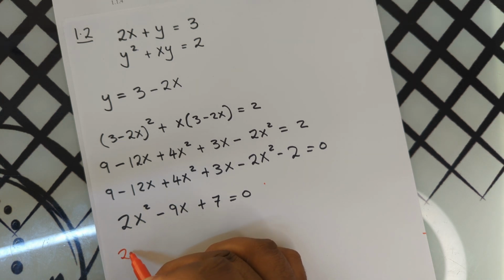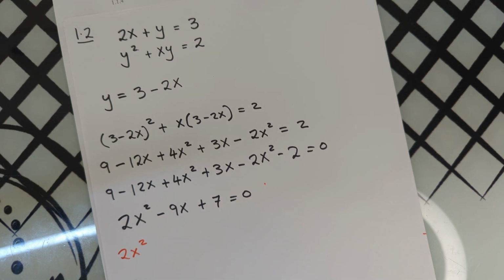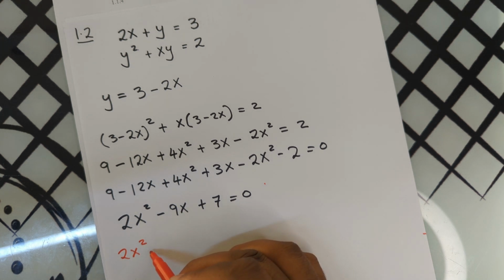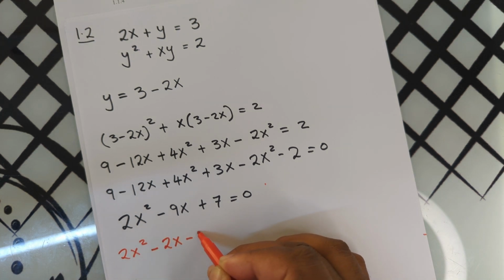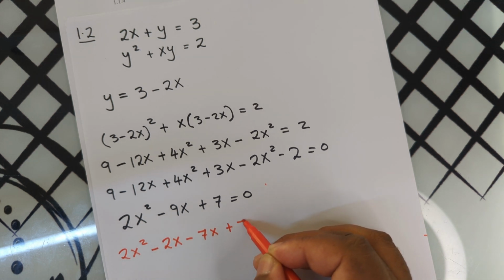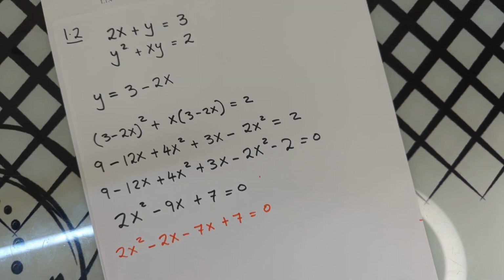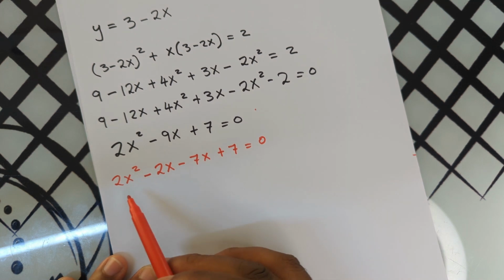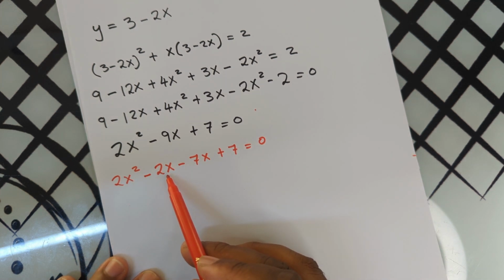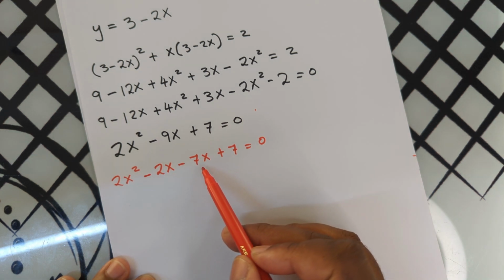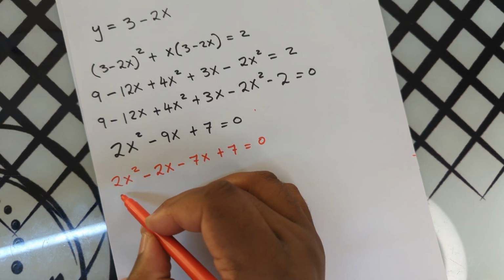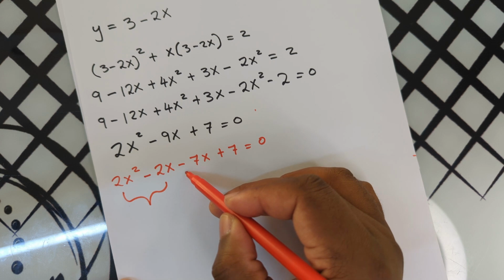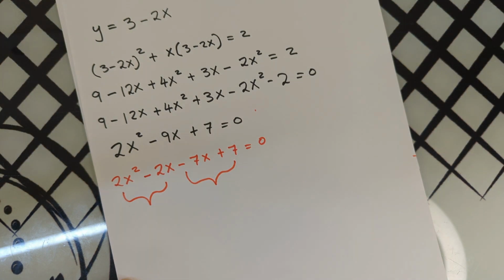So we are going to say 2x to the power 2. So we have negative 7 and negative 2, or negative 2 and negative 7. The order doesn't really matter in this case. So negative 2x, negative 7x plus 7 is equal to 0. And let's factorize each pair. So the first pair is 2x to the power 2 minus 2x, then the second pair is negative 7x plus 7. So let's factorize this and also factorize the second pair.